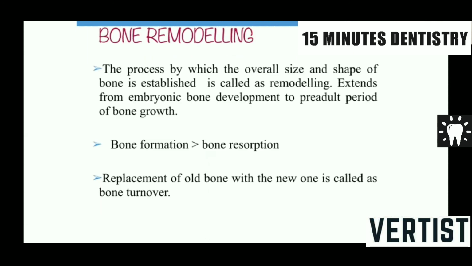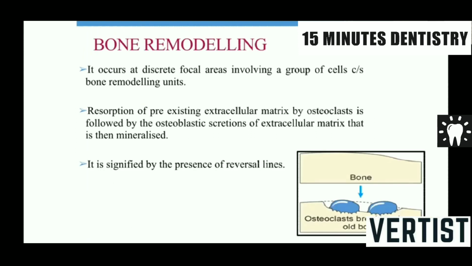Now bone remodeling basically is formation and resorption of bone. Replacement of old bone with new one is called bone turnover. The process by which the overall size and shape of the bone is established is called remodeling. It extends from embryonic bone development to the pre-adult period of bone growth. It occurs in a discrete focal area involving a group of cells called bone remodeling units. Resorption of pre-existing extracellular matrix by the osteoclast is followed by osteoblastic secretion of extracellular matrix that is well mineralized. And this matrix is also deposited in rhythmic procession. These are called cemental lines, or resting lines.